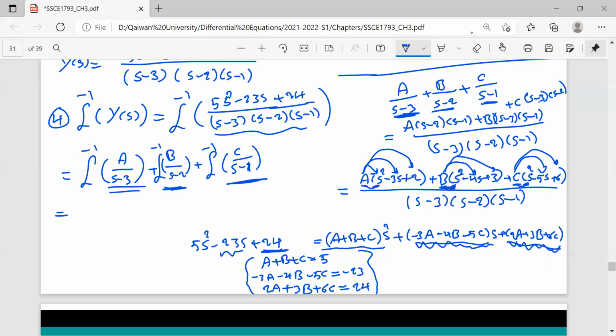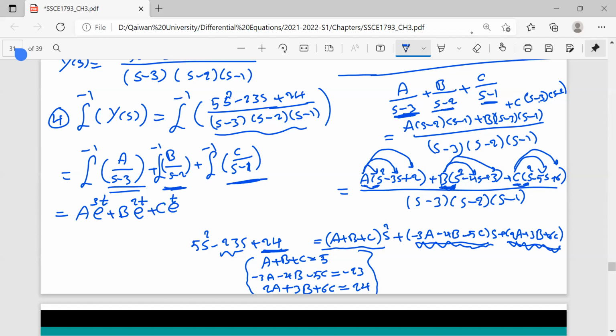So the Laplace inverse, for this one, is a times e to the power 3t, not s, plus b times e to the power 2t, plus c e to the power t. Just find the values a, b, and c. Okay? See, the Laplace inverse of a over s minus 3 is a times exponential of 3t. And the Laplace inverse of b over s minus 2 is b times e to the power 2t.